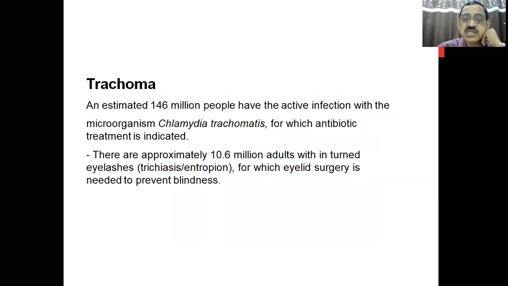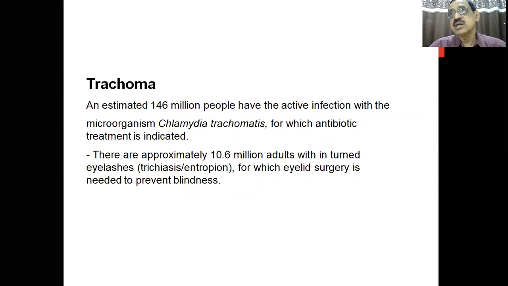An estimated 146 million people have active infection with the microorganism Chlamydia trachomatis. And for most of the cases we used to give antibiotic treatment, tetracycline ointment, azithromycin capsules, or ointment also nowadays. There are approximately 10.6 million adults with trichiasis or entropion for which eyelid surgery is needed.